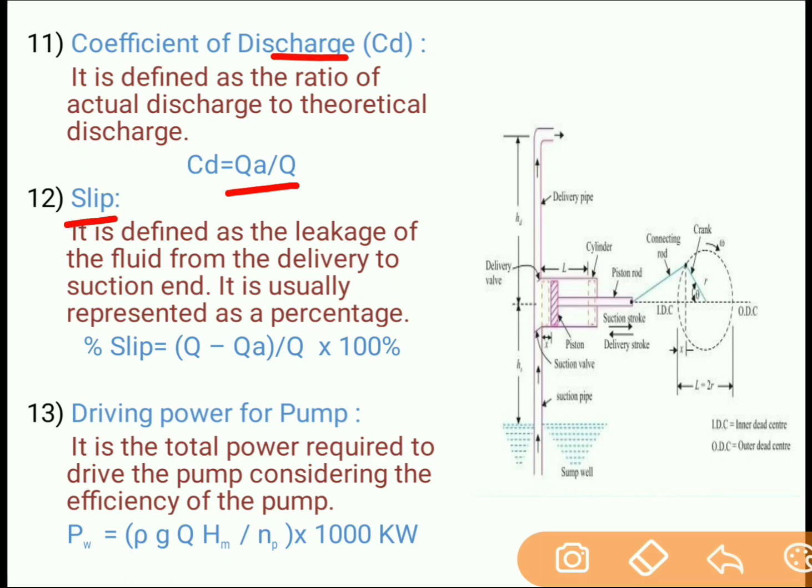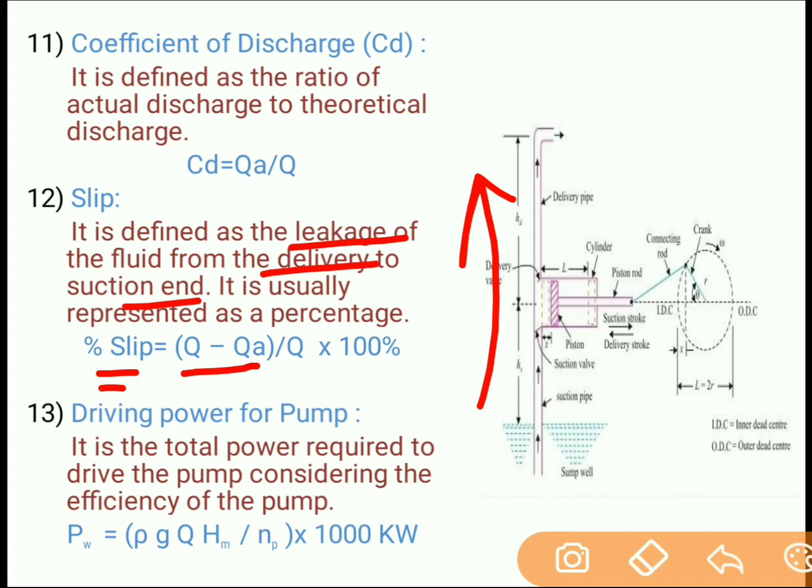Next terminology is slip. It is defined as the leakage of the fluid from the delivery to the suction end. It is usually represented as a percentage, that is, theoretical discharge minus actual discharge upon theoretical discharge. So slip is nothing but the leakage of the fluid from the delivery pipe to the suction end. Ideally the liquid has to transfer from the suction pipe to the delivery pipe, but there are small leakages in this fluid transfer because the liquid is traveling against gravity. However, because of gravity, a small amount of liquid will also flow in the direction of gravity, and this is nothing but the leakage of the liquid from the delivery to the suction end.